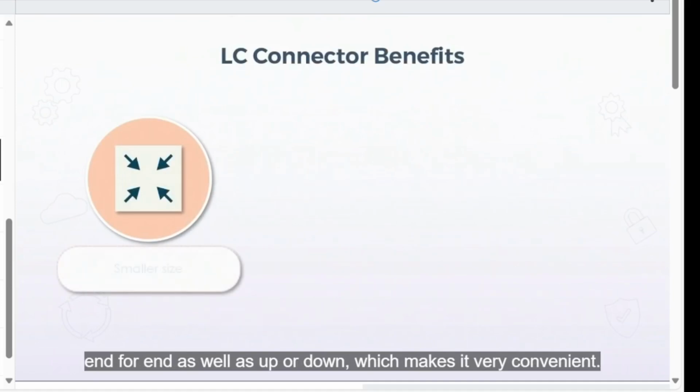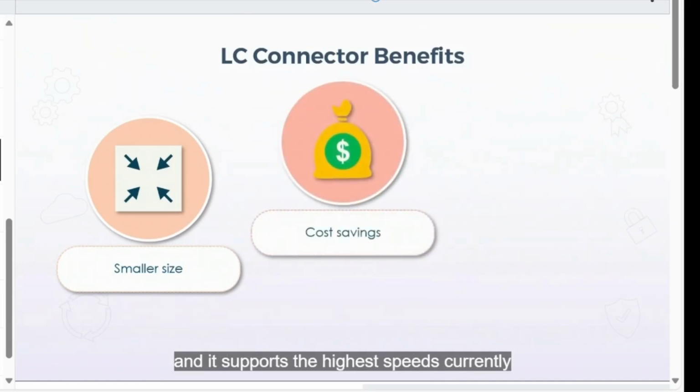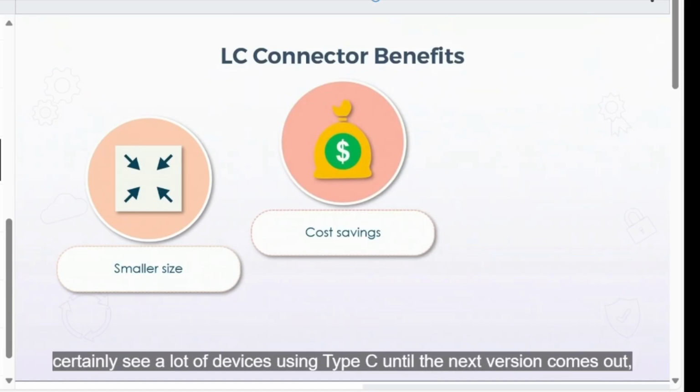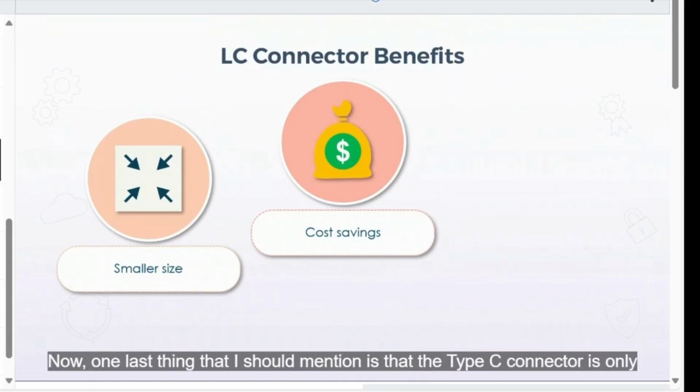But in terms of benefits, its smaller size means that more connections can be implemented on any given device, which in turn can translate into cost savings. Perhaps not so much with respect to the connector itself, but for example, a switch that is using the larger SC or ST connectors might only support 24 connections, but with the LC connector on the same size switch, it might support 48 connections, so fewer devices would have to be purchased.